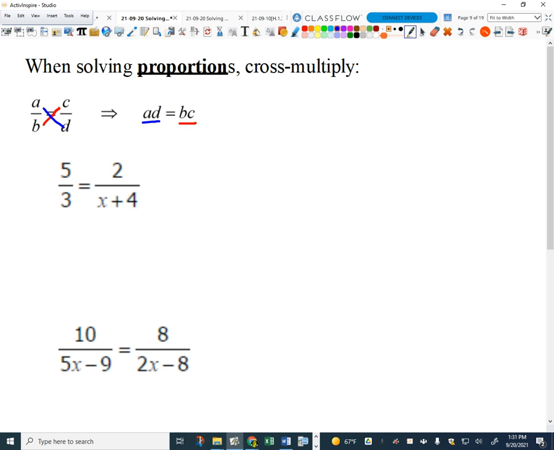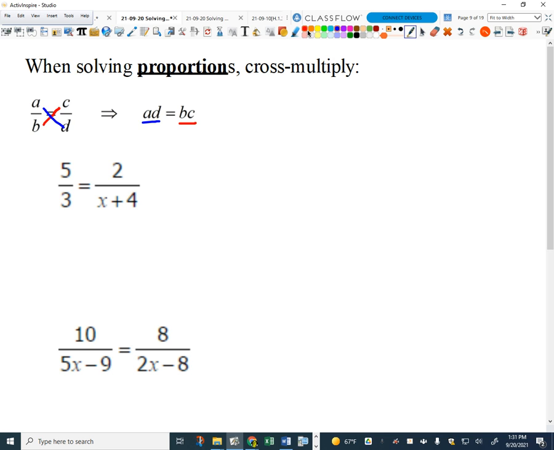So what about this guy right here? What do we have to do here? We have a proportion, correct? I have a single fraction, 5 over 3, equals the single fraction 2 divided by x plus 4. It doesn't matter that there's an x plus 4 in the bottom. It's still just a single fraction, right? So what do I do? We're going to cross multiply.